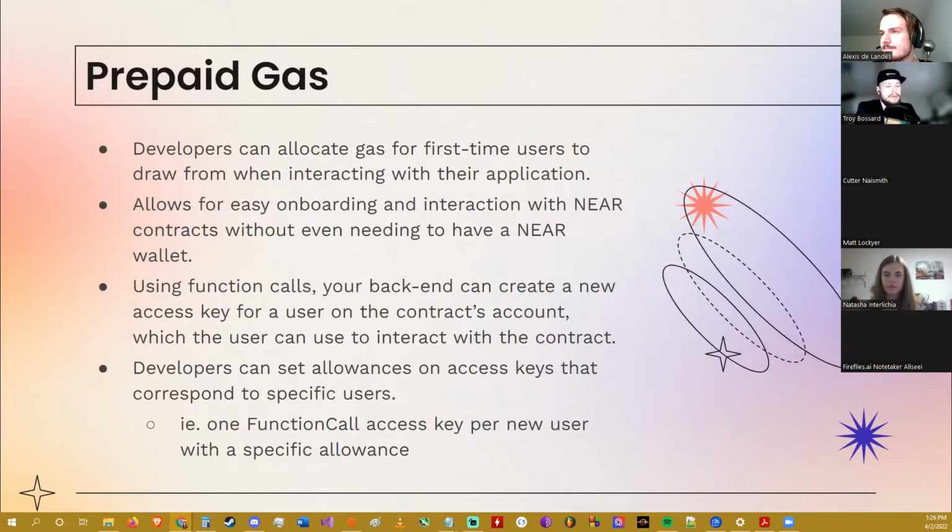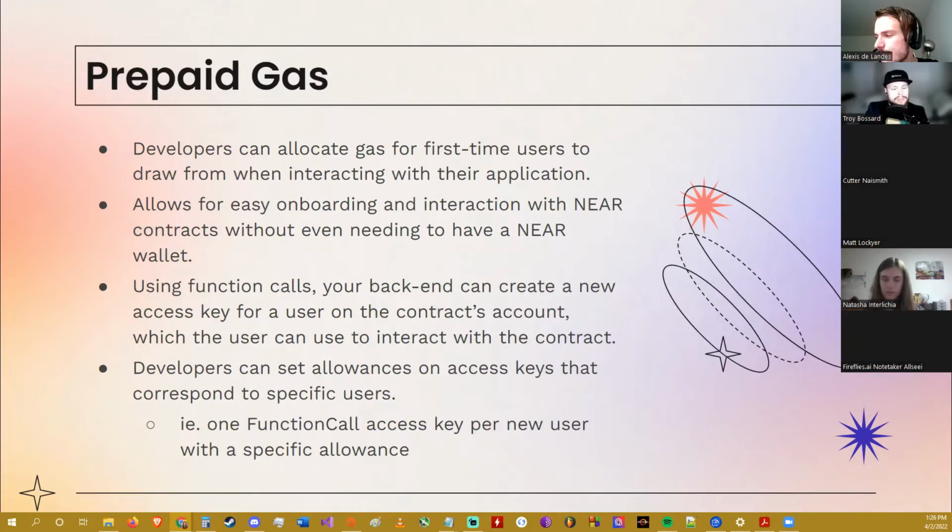And here's another concept. We actually talked a little bit about prepaid gas earlier when we were talking about function call keys. So basically, prepaid gas is an interesting thing on Near. Developers can allocate gas for first-time users to draw from when interacting with their application. So this allows for easy onboarding and interaction with Near contracts without even needing to have a Near wallet, which is a pretty interesting way to interact with blockchains.